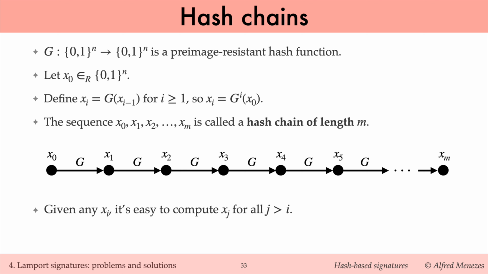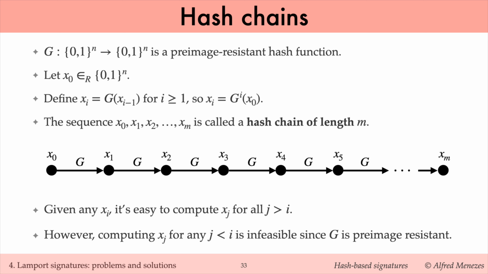Given any term Xi in the chain, anyone can efficiently compute all later terms. This is because G is an efficiently computable and public function. However, it's infeasible to compute any earlier term since G is pre-image resistant. For example, if someone knows X3, then they can easily compute X4, X5, and so on. But finding X2, X1, or X0 from X3 is infeasible.